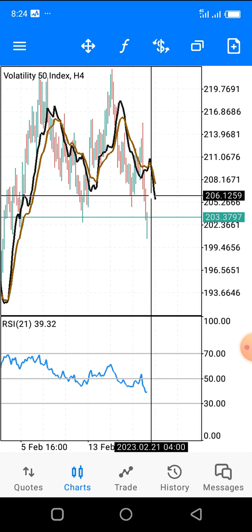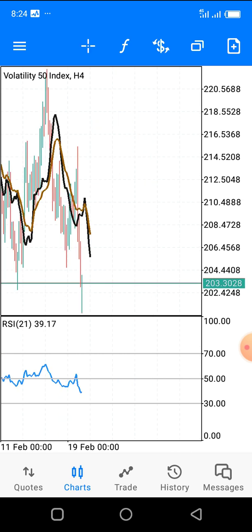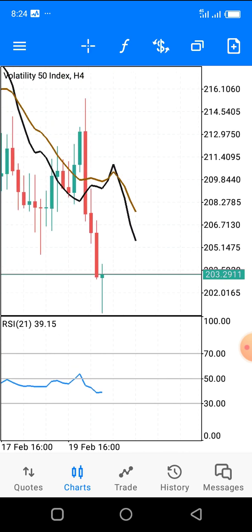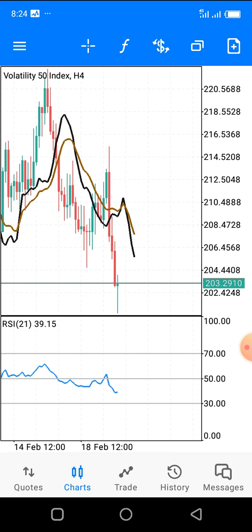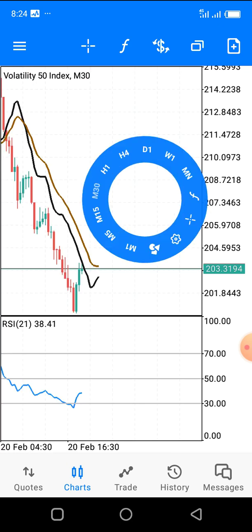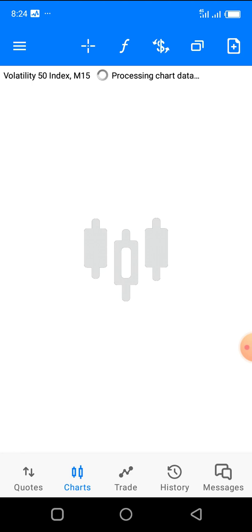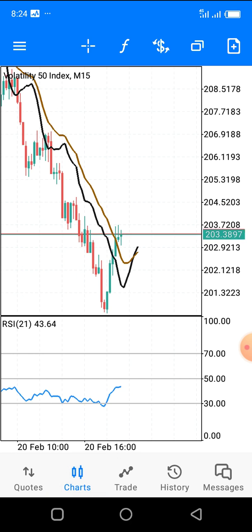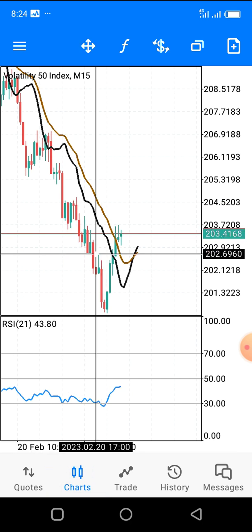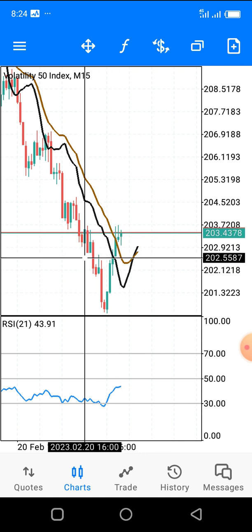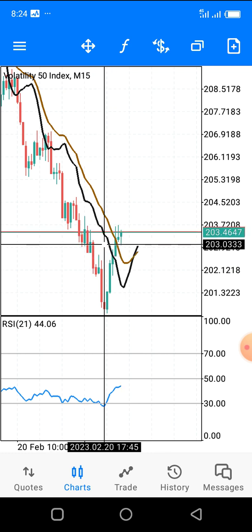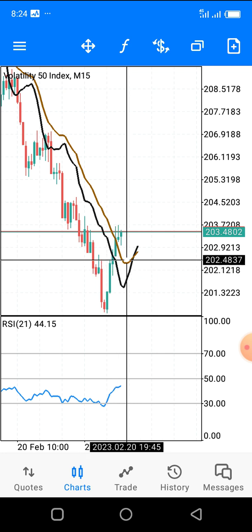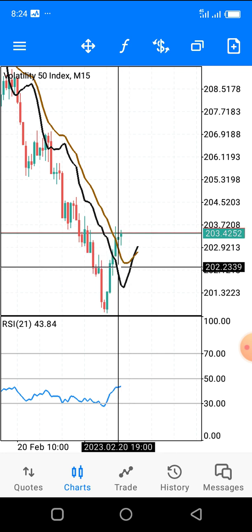When it does, I'm going to check my RSI and check my moving averages on the smaller time frames. This is 4 hour, so I'm going to wait for the smaller time frames. As you can see right here, on 15 minutes time frame, volatility 50 index has already moved. That's already going up. The crossover has already happened, but I'm not going to buy right now.